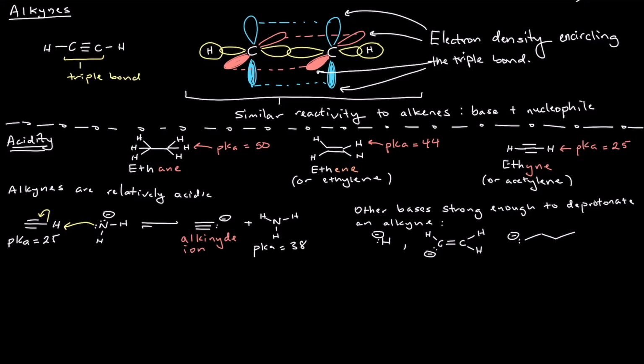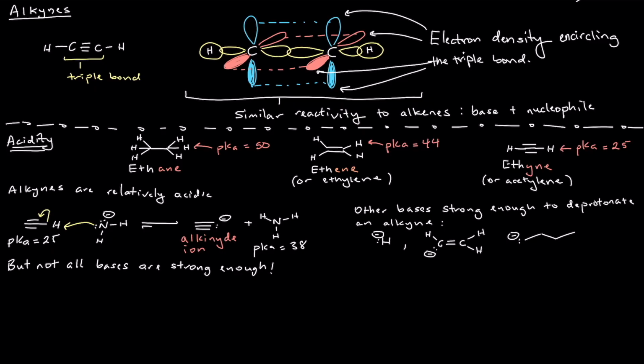And there are other bases that are strong enough to deprotonate an alkyne, and this is based off of the pKa's of their conjugate acids. So for example, H minus or your deprotonated ethylene molecule or your deprotonated alkane, these are the kinds of bases that you're going to need in order to deprotonate an alkyne. But not all bases are strong enough.